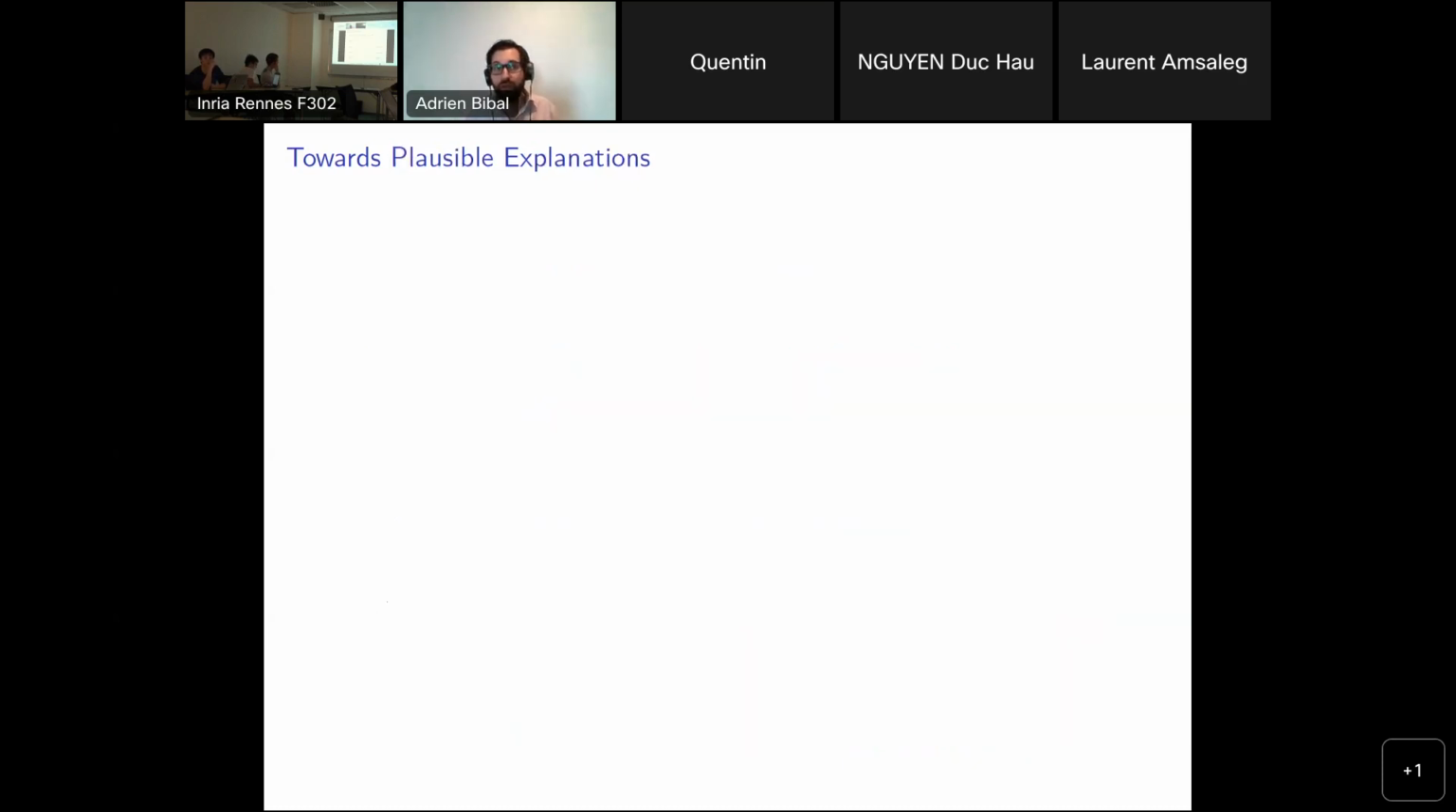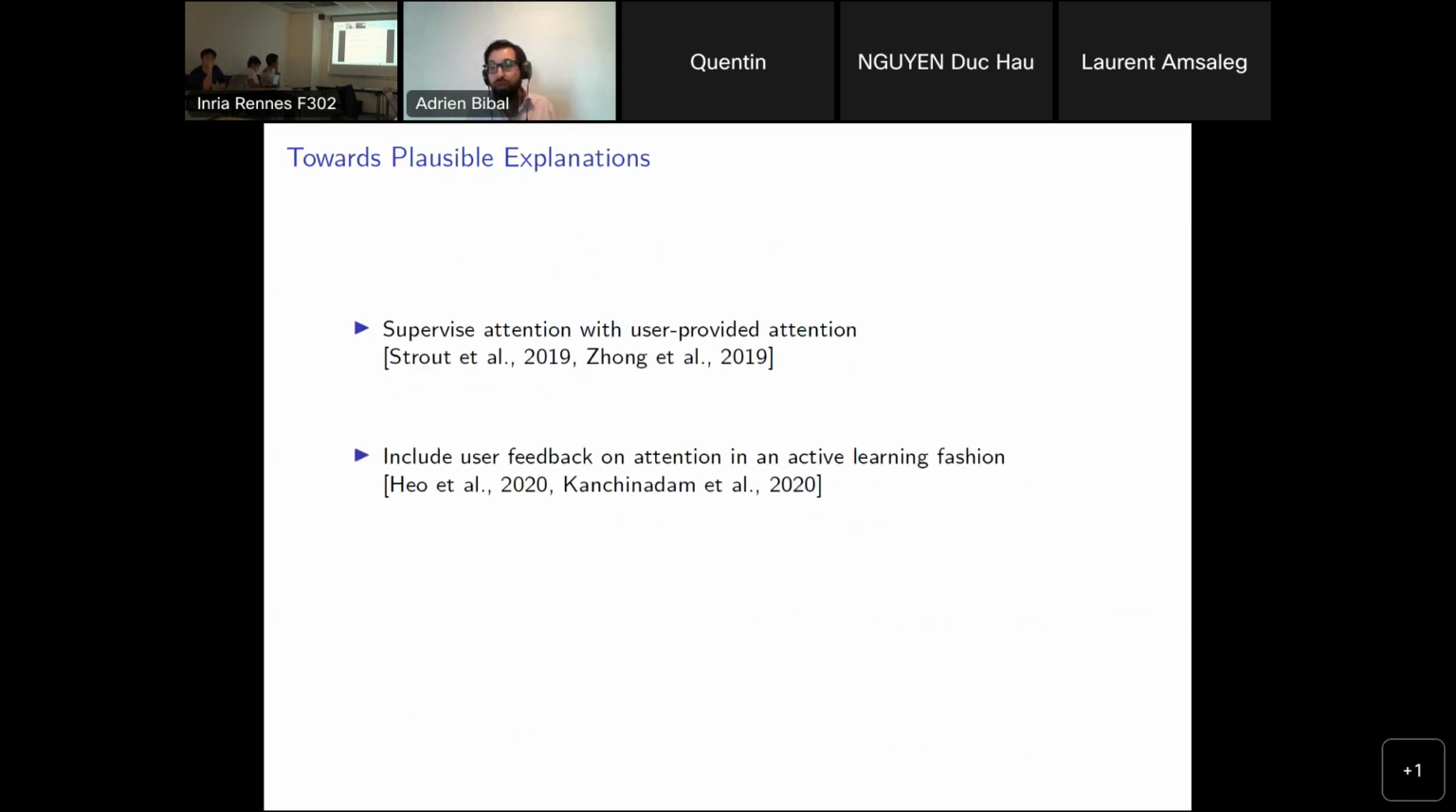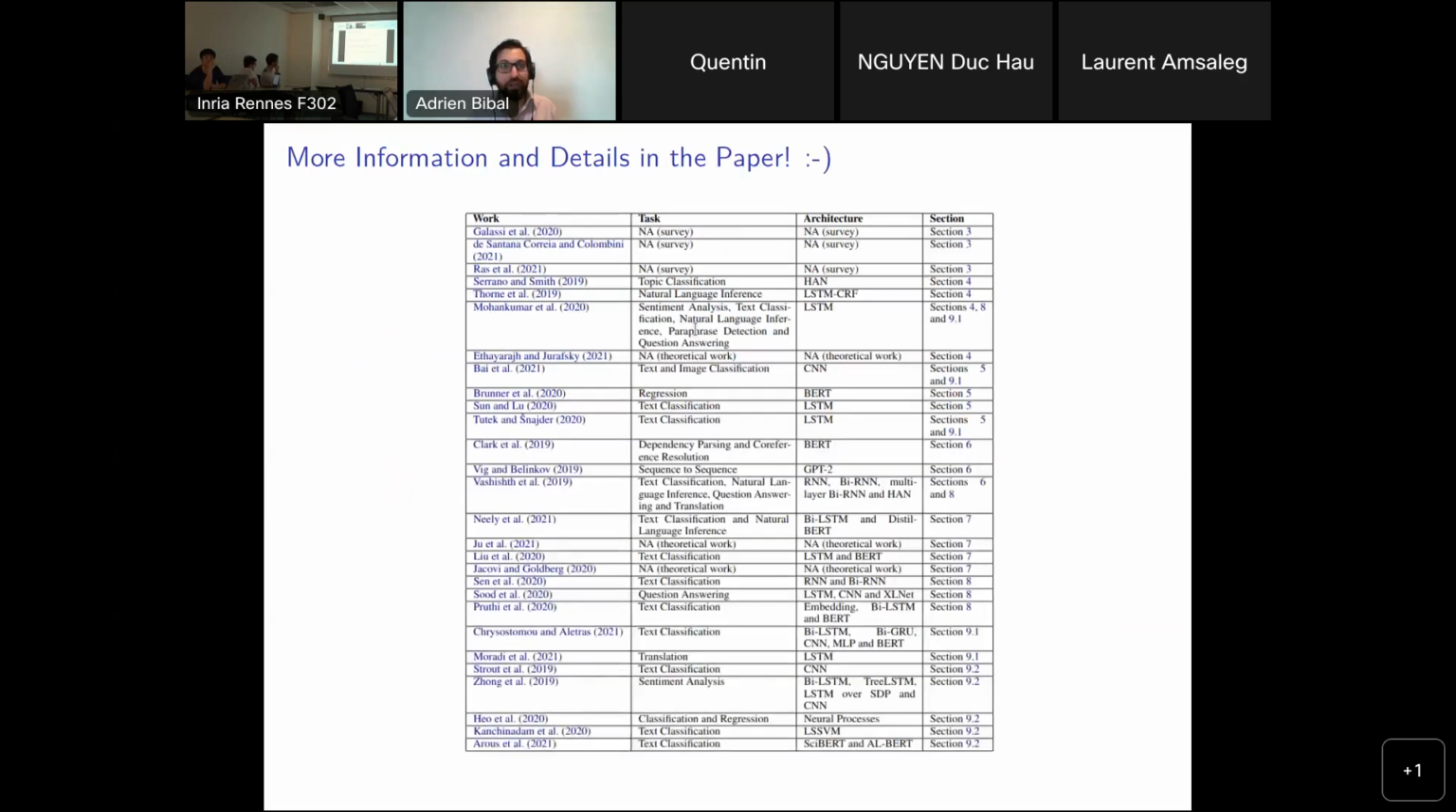You can also work toward plausible explanations with users by supervising attention with user-provided attention. You can also include user feedback in active learning fashion. So adding information from users until you have something that's really plausible for them. And you can use user attention in a Bayesian framework to gain more plausible explanations. So there is more information in the paper. I didn't mention everything, of course.